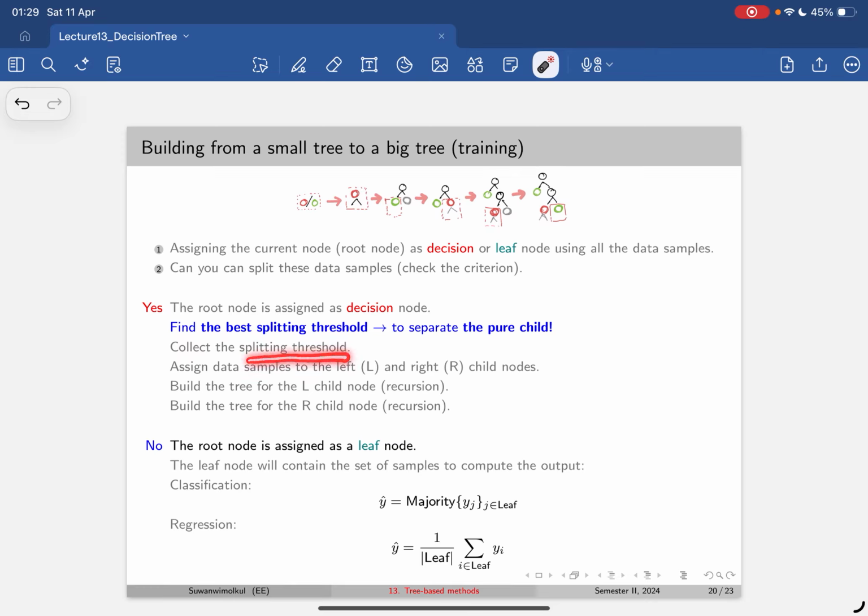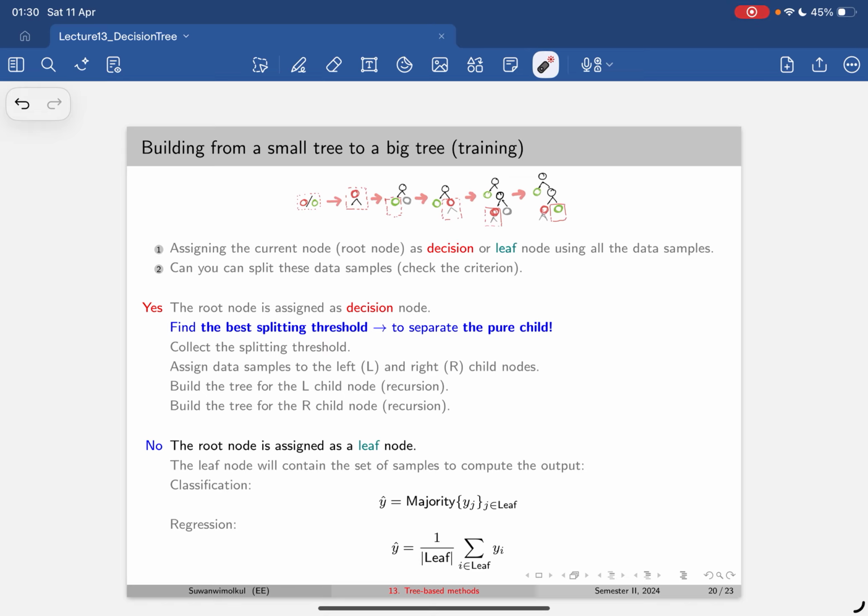You collect that splitting value. Then you assign the left and the right. Usually, the left will be the one that satisfies that thresholding condition. Maybe the thresholding is maybe x under that threshold is true, something like that. And you would then assign whether or not that region belong to the left or the right child.